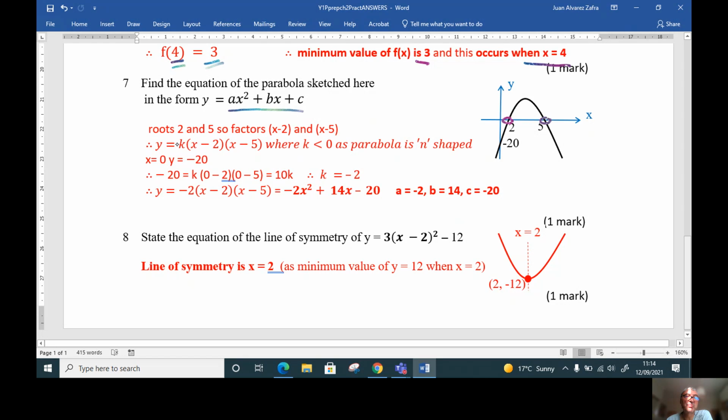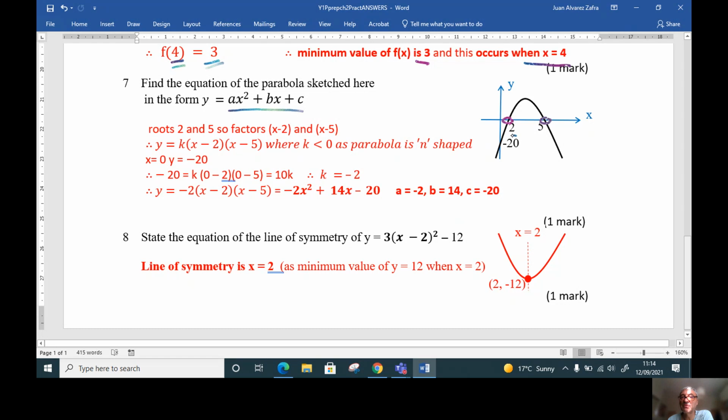Now, we don't know what k is, but for a start, we know that k has to be negative because this parabola is a frowny, okay, it's upside down, and so we're going to get a minus x squared. So the a is going to be negative. In this case, the k is going to be negative, okay? But what is k going to be?